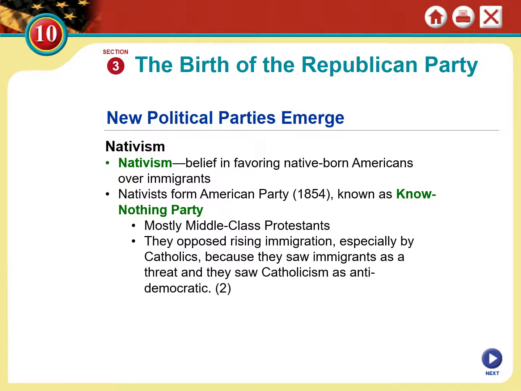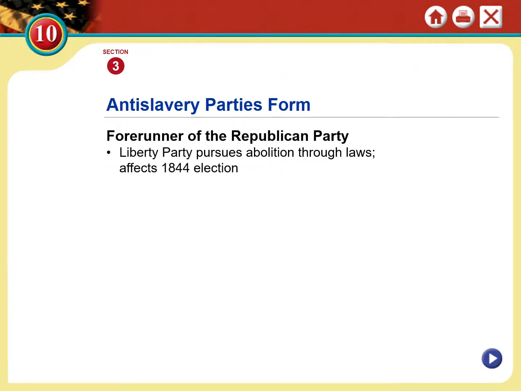And one last point about this group, they called themselves the Know-Nothing Party. They liked to think of themselves as a secret society. And they were called the Know-Nothings because of their commitment to secrecy. When people would ask them about their beliefs, they would say they knew nothing. And so, since they wouldn't talk, people just called them the Know-Nothings because that's how they responded to questions.